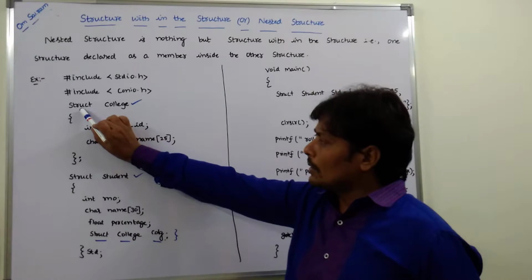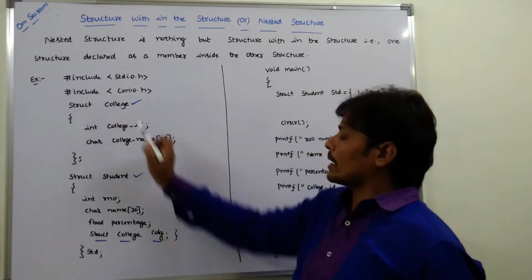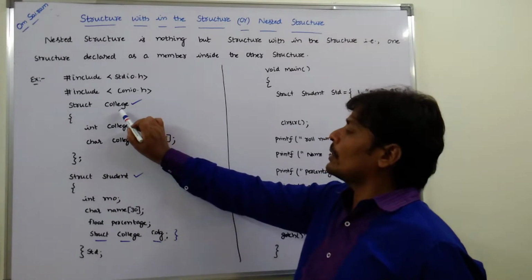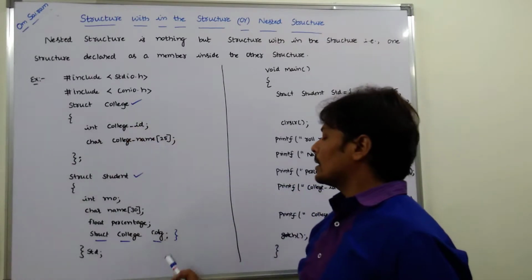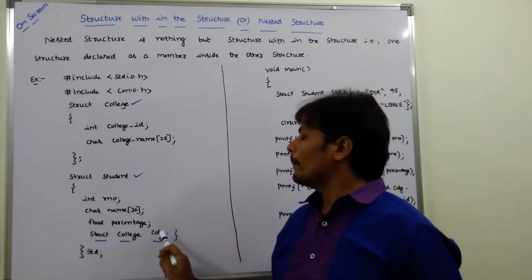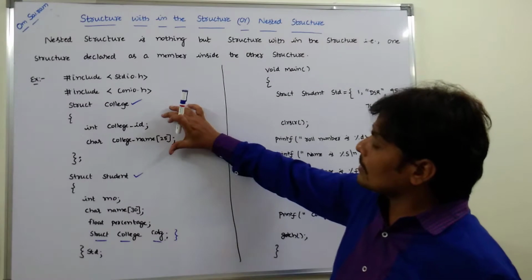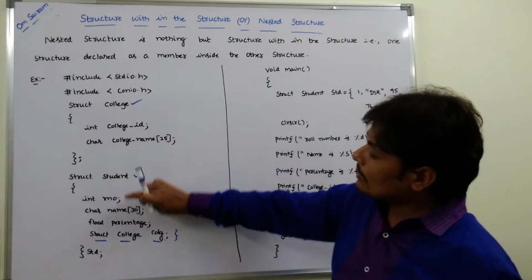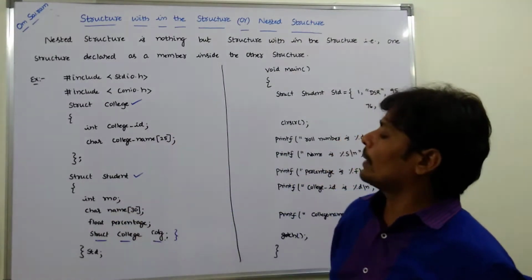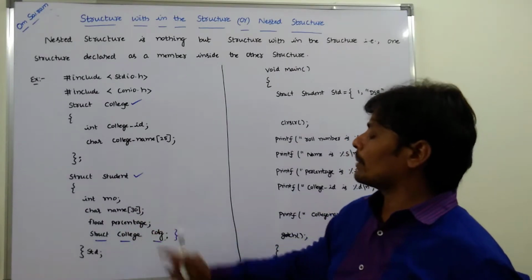First we are using the struct keyword. Next, the structure name. What is the variable we are using for this structure? That is colg. So: struct, structure name, variable name, semicolon. When we access the members: structure variable dot roll number, structure variable dot name, structure variable dot percentage.